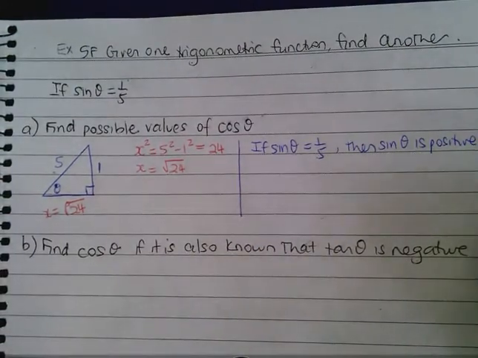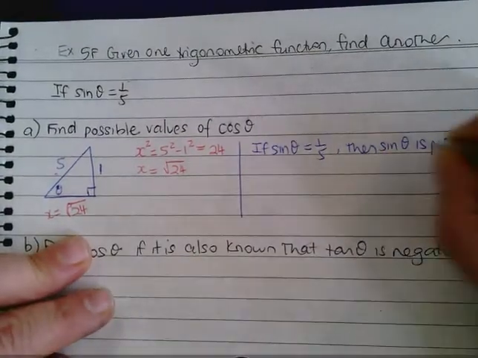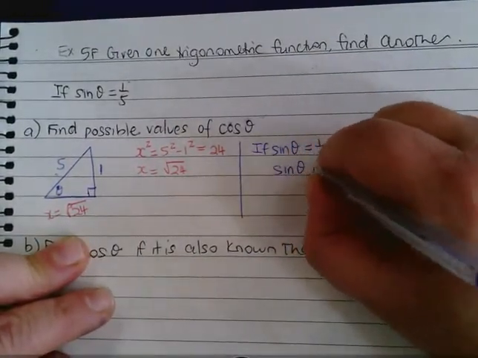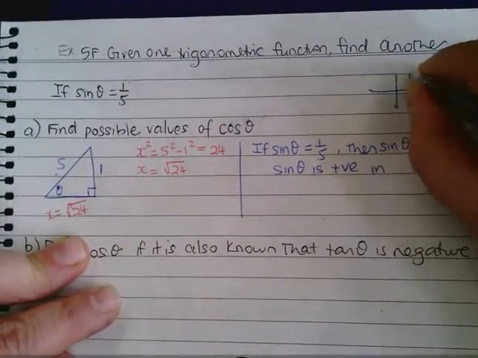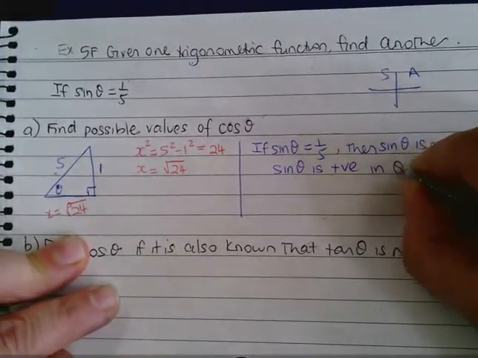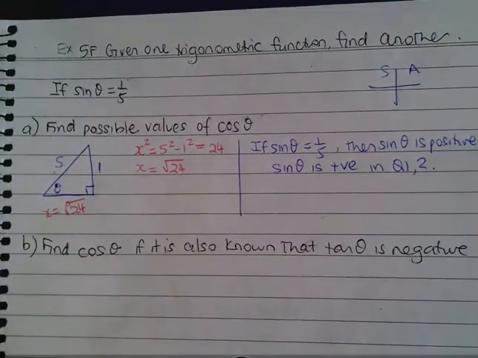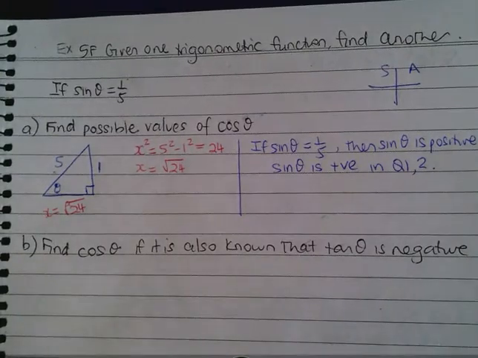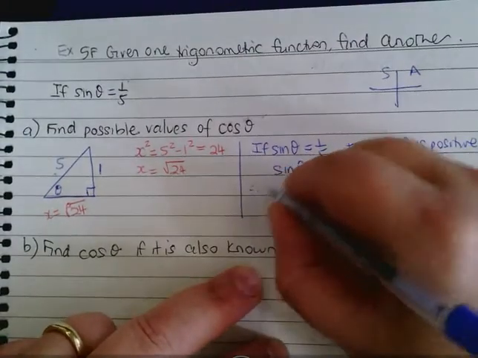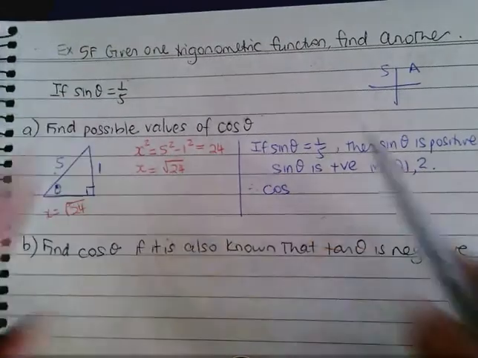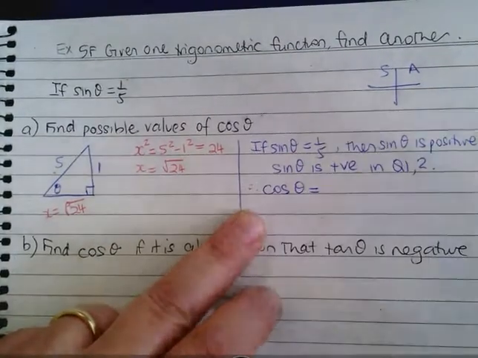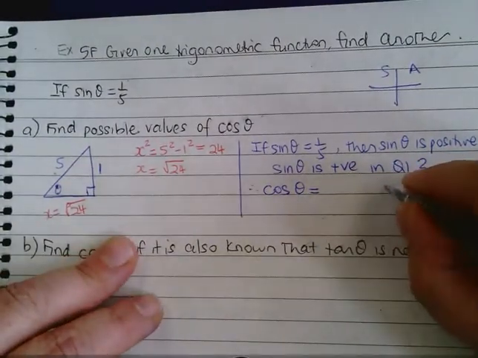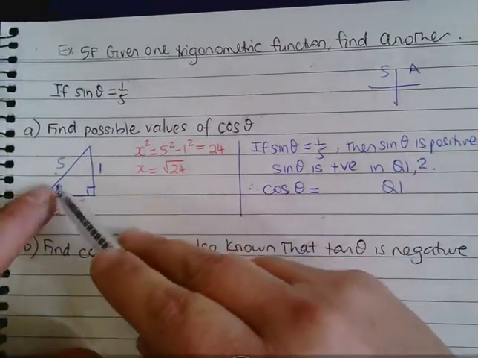Well, where is sine theta positive? So I can say that sine theta is positive, that means positive, plus VE, in which quadrants? 1 and 2. Good. In quadrants 1 and 2. Now it's asking me for the possible values of cos theta. Because I can be in quadrant 1 or 2, therefore cos theta, if it's quadrant 1, what's my answer for cos theta if it's quadrant 1?